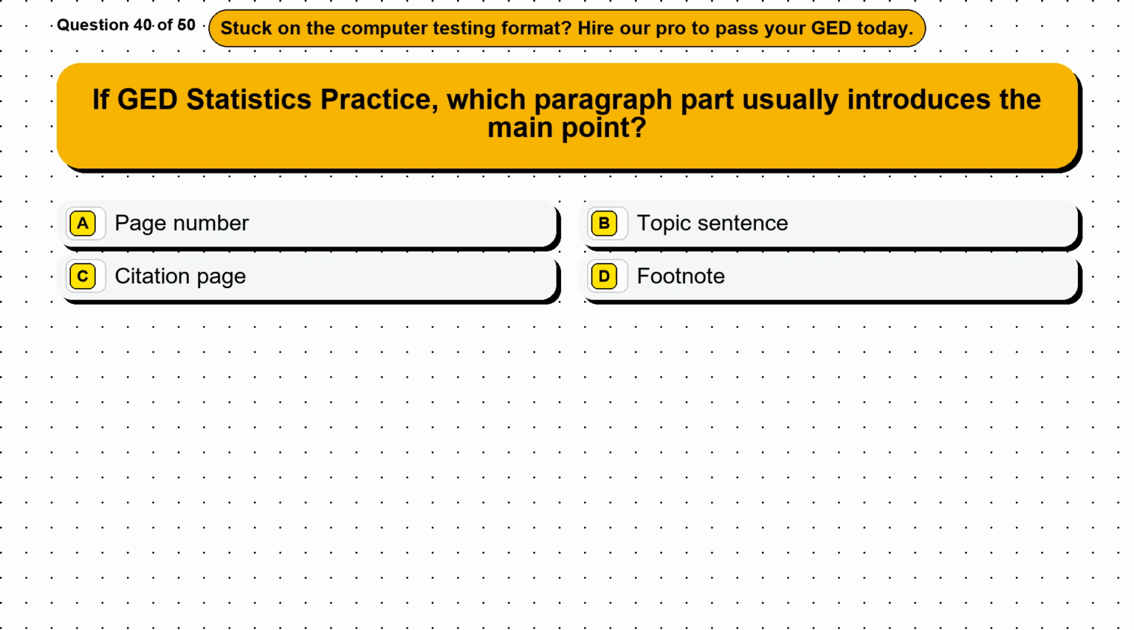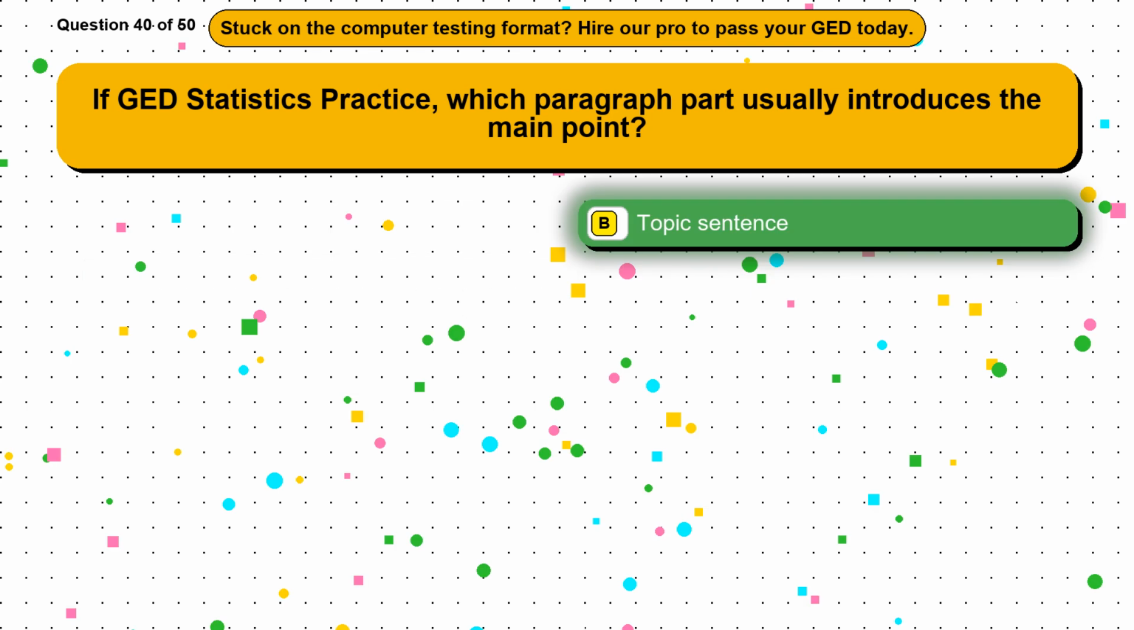Question 40. If GED Statistics Practice, which paragraph part usually introduces the main point? Option A, page number. Option B, topic sentence. Option C, citation page. Option D, footnote. The correct answer is option B.